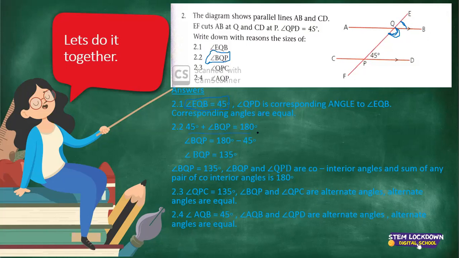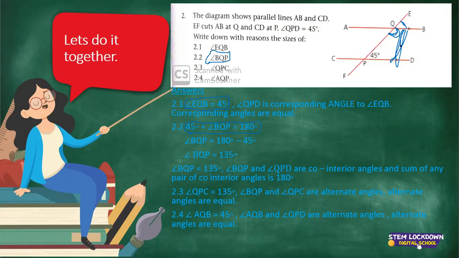On our equation, we'll have 45 degrees plus angle BQP equals 180 degrees, because when you add our co-interior angles together, the sum is 180 degrees. The sum of the angles on the side from here to here is our co-interior angles, and how much is it? It's 180 degrees, not more, not less. When you add those two angles, they must give you 180 degrees.